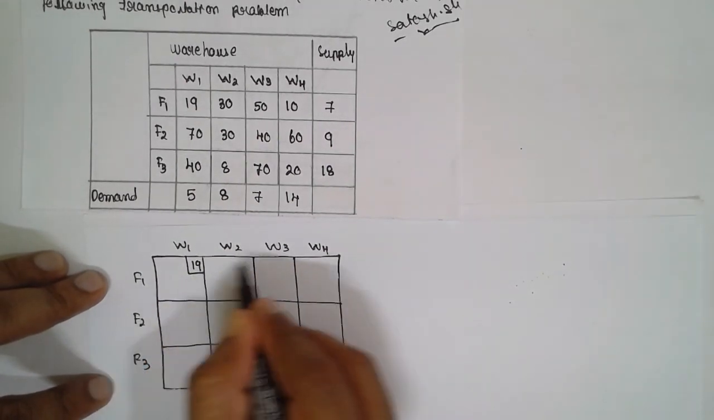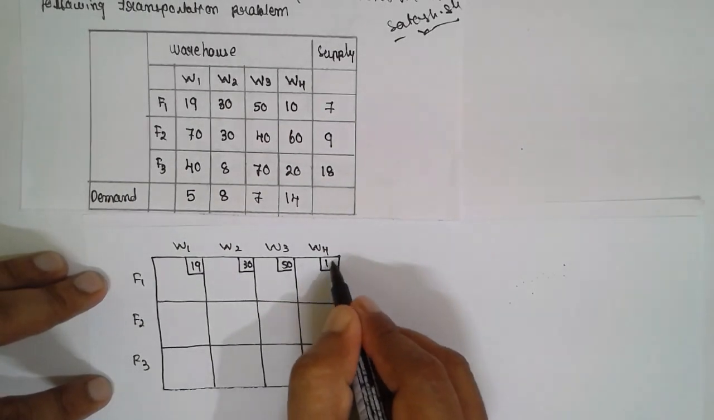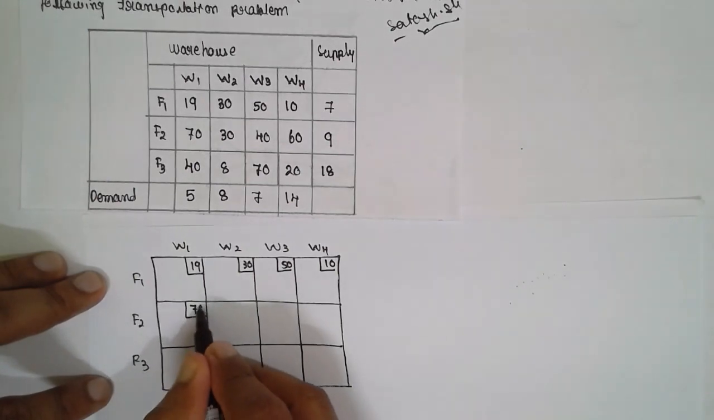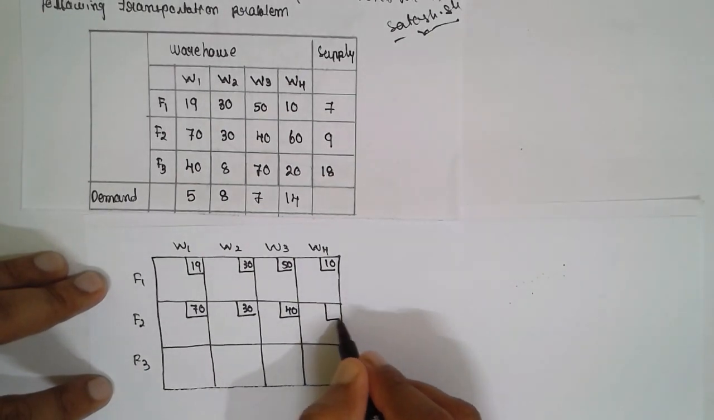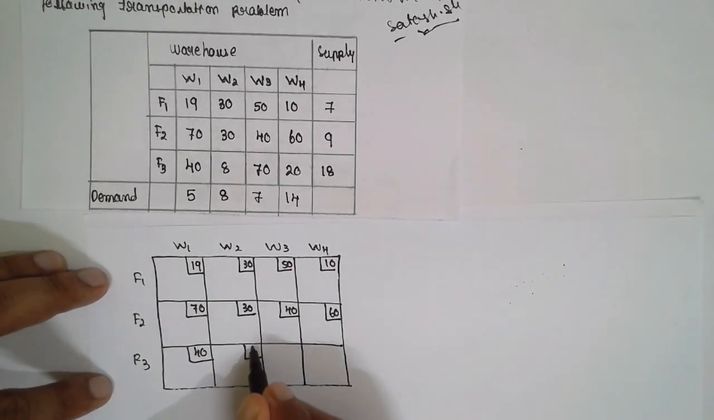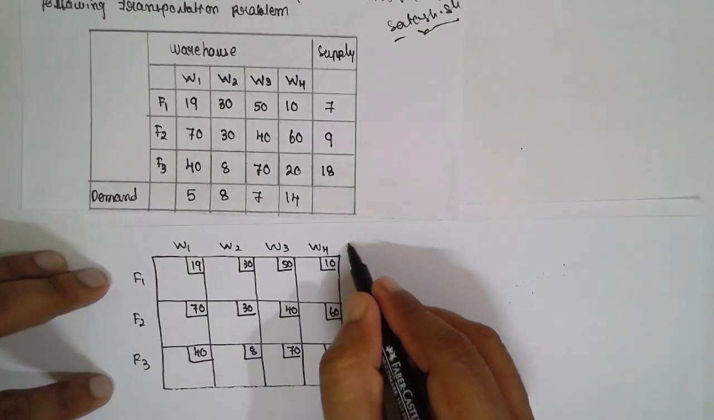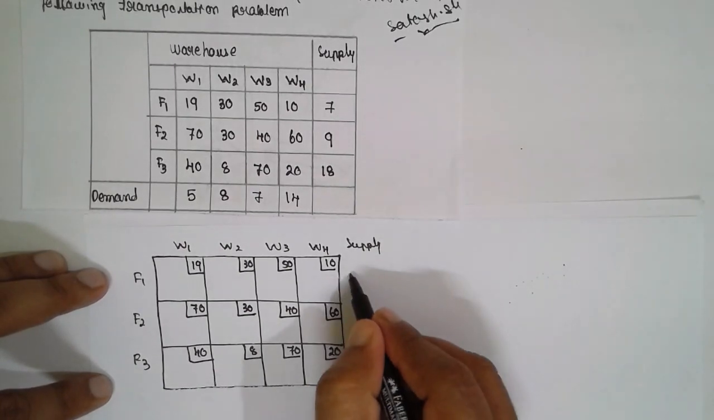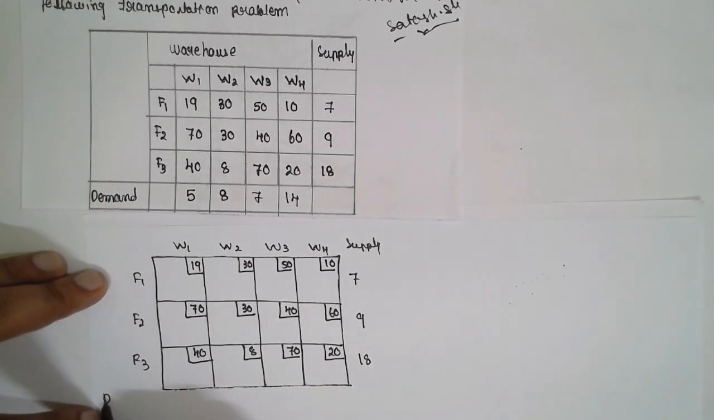Write here 19, 30, 50, 10, 70, 30, 40, 60, 40, 8, 70, 20. Write supply here. Supply 7, 9, 18 and demand 5, 8, 7 and 14.